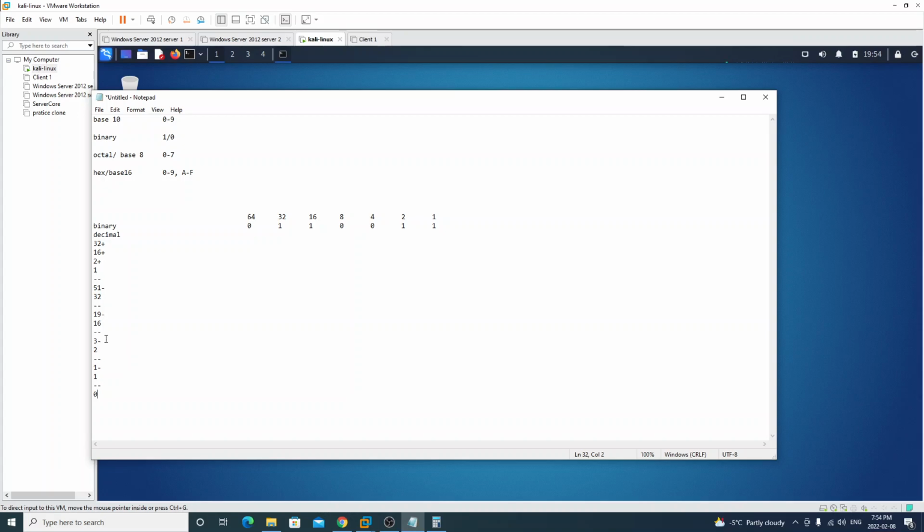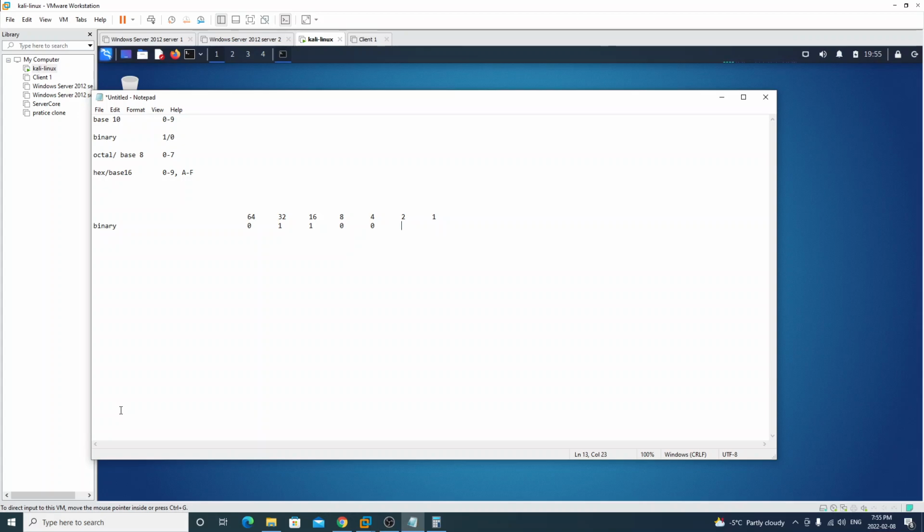As you see, does 51 go into 64? No, so it's off. So it's a 0. Does it go into 32? Yes, so we turn it on. Does it go into 16? Yes, so we turn it on. Does 3 go into 8? No, so we turn it off. Does 3 go into 4? No, so we turn it off. So that's kind of how binary works. I hope you guys get that.